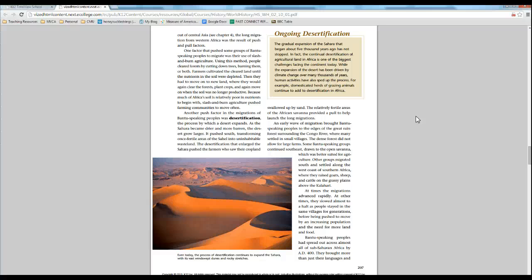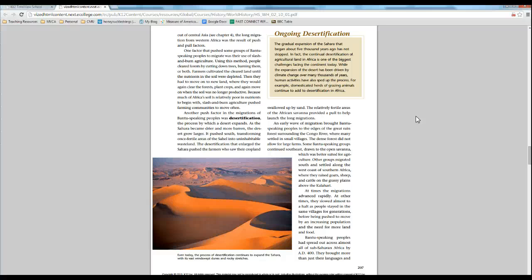Another push factor in the migrations of Bantu-speaking peoples was desertification. Make sure you pay attention to what this word means: the process by which a desert expands. As the Sahara became drier and more barren, the desert grew larger. It pushed south, transforming once fertile areas of the Sahel into uninhabitable wasteland. The desertification that enlarged the Sahara pushed the farmers who saw their cropland swallowed up by sand. The relatively fertile areas of the African savanna provided a pull to help launch the long migrations.